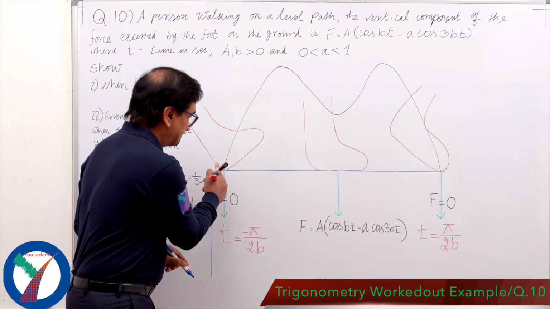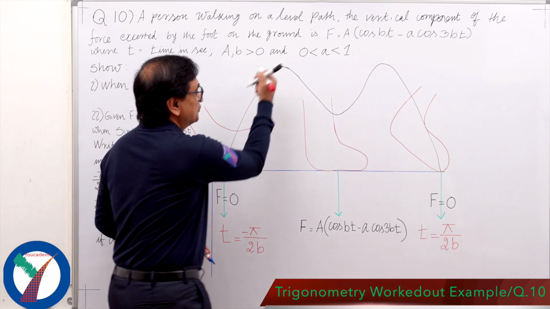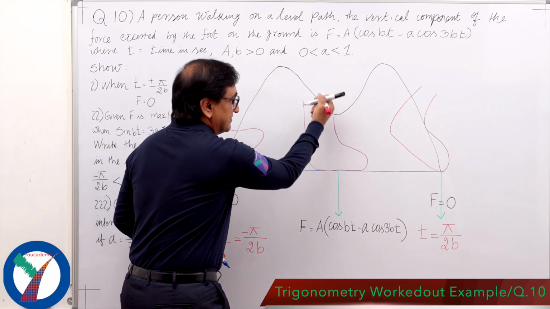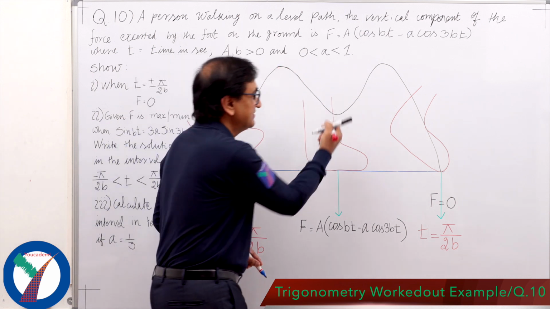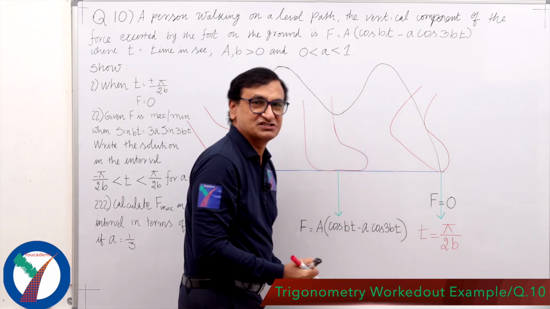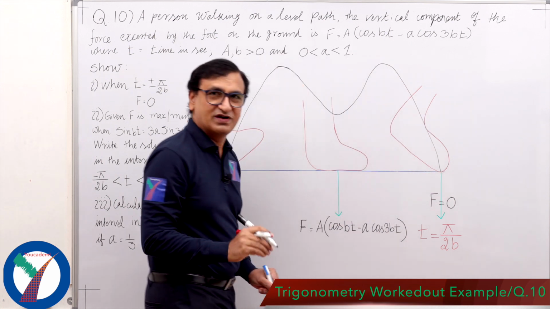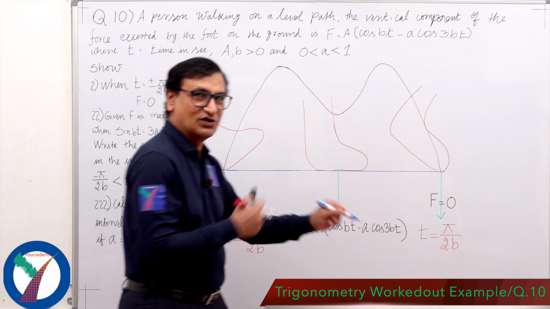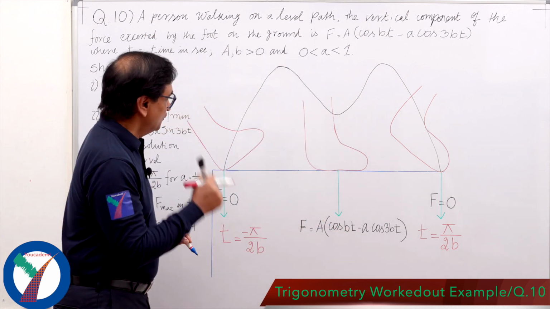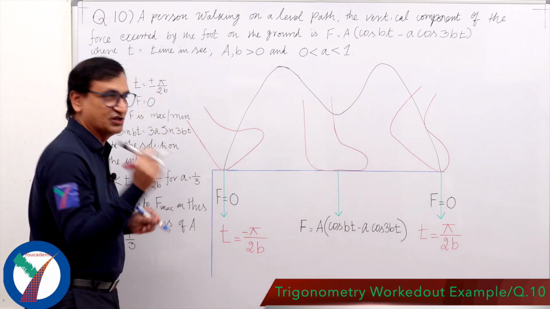That is, the force starts from 0, it goes to a local maxima, then goes down to a local minima, then again goes up to a local maxima, then again goes back to 0, and the cycle continues as I walk along the straight path. Now, using this information, we have to answer these three questions.